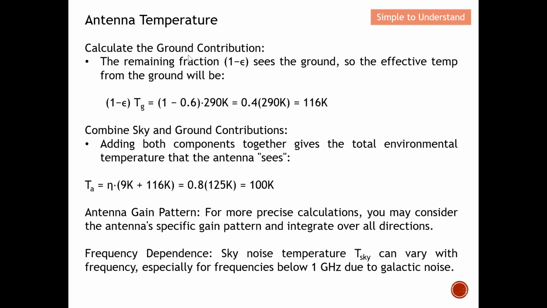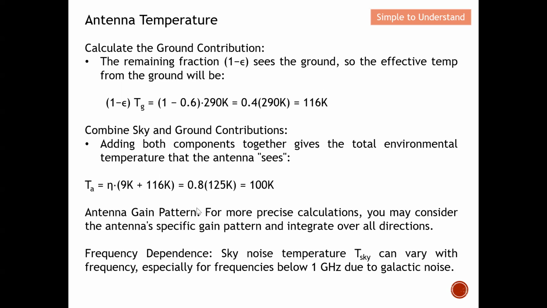Next, we need to calculate the ground. As I mentioned, you can simply take 0.4 multiplied by the ground temperature. This gives us 116 K. Now we need to combine both of them, the ground and the sky, so we simply add them together. But keep in mind that we need to take care of the antenna efficiency over here. So this is the antenna efficiency. These are the two factors that add up, and therefore you can calculate the antenna temperature as 100 Kelvin.